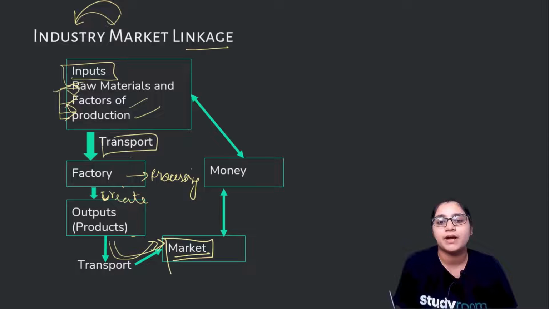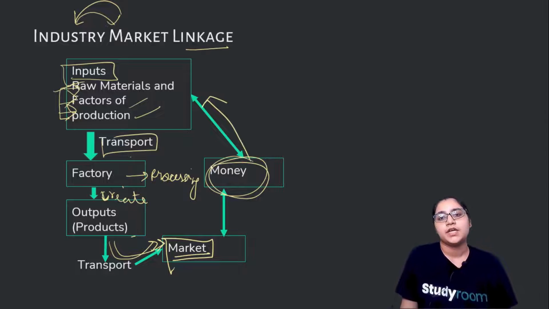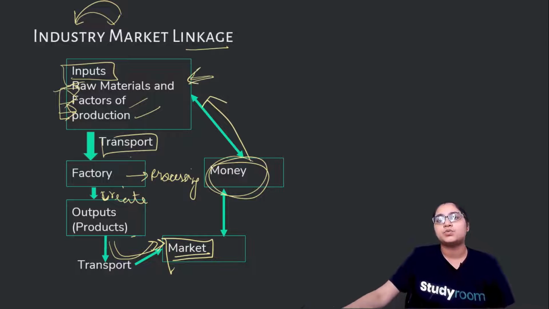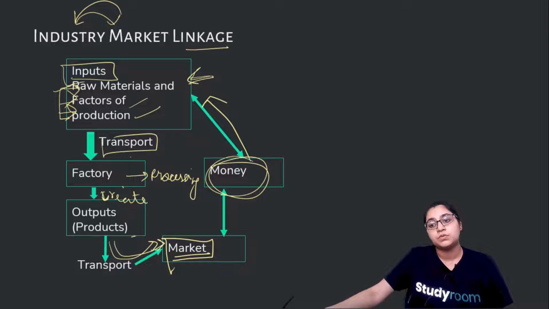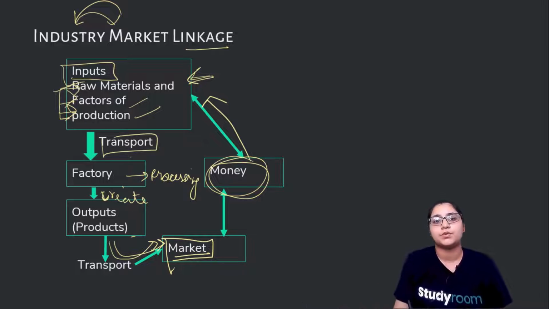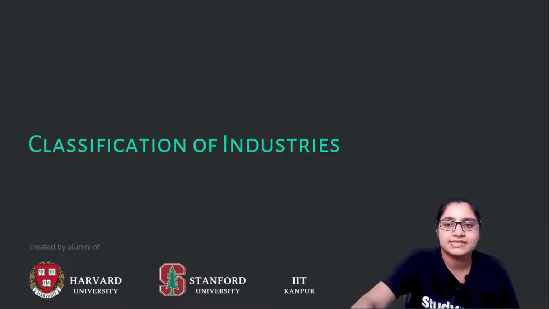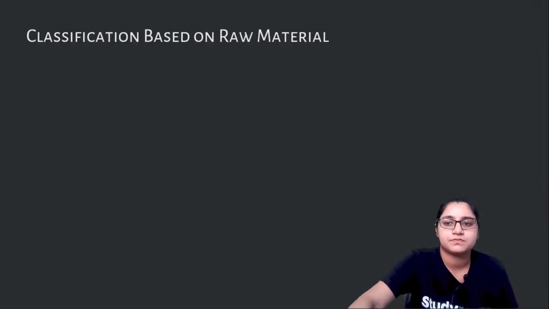Then it would reach the market, and then the money would be made, and the money would be given to the owner, and he will distribute it amongst the partners of the company as well as the workers and the labor force over there as their salary and all. So these are the inputs. This is the whole linkage we are studying over here. All right. Then there is the classification of industries.